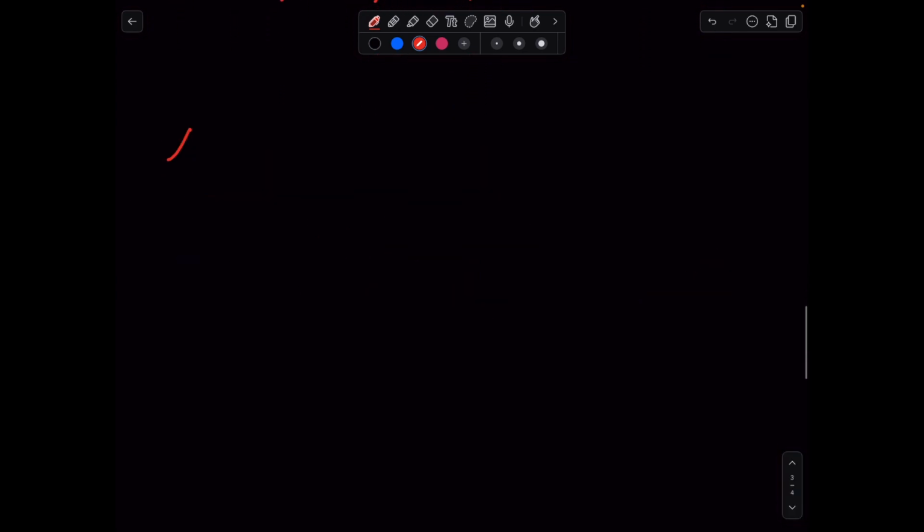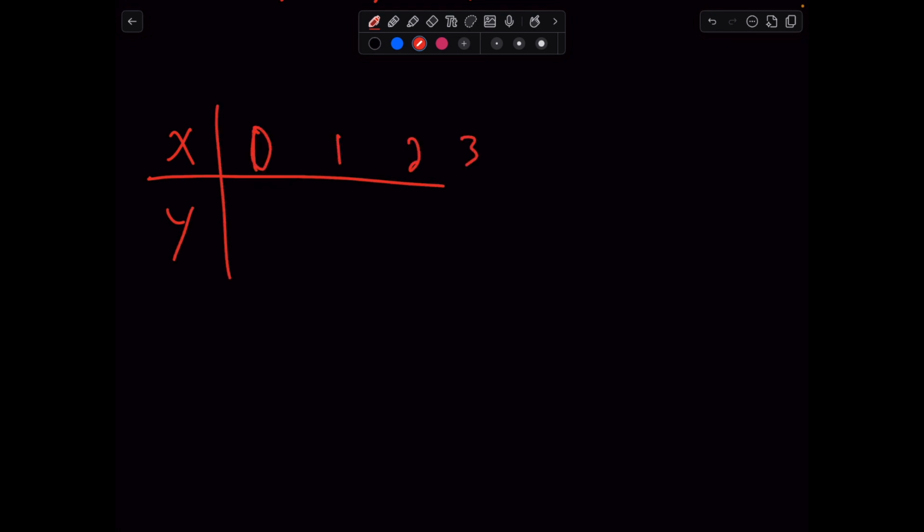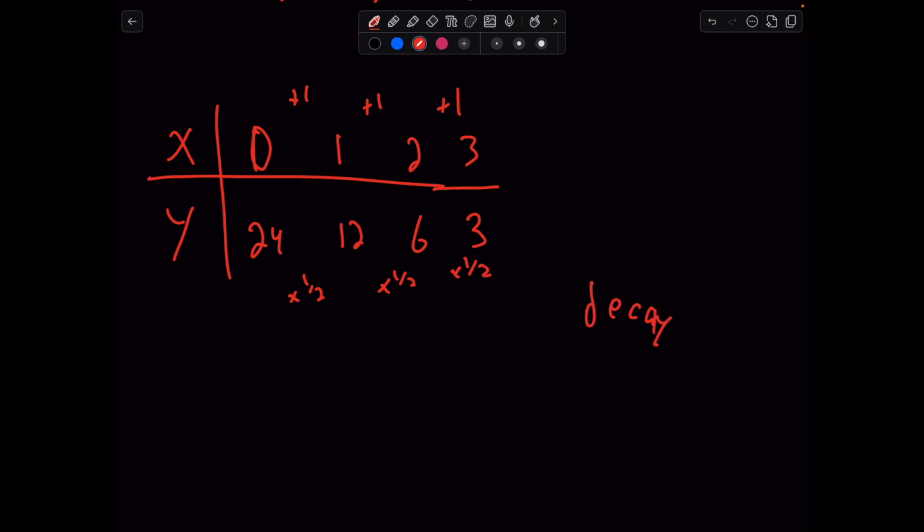Try this one. All right, pause it, do the answer, come back. All right, so this one, you're going up 1, up 1, up 1. Down here, you're going times by 1/2, times by 1/2, times by 1/2. So this is a decay function.